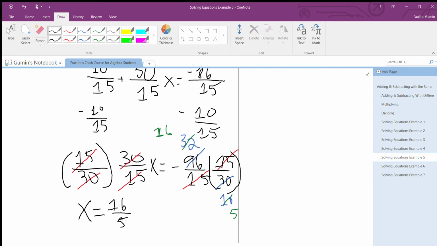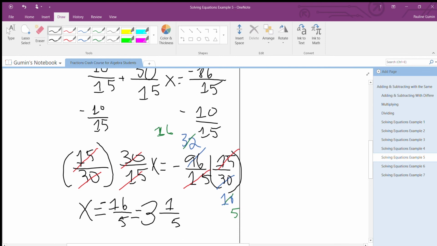16 over 5, which would be 3 1/5. I lost my negative again. It should be negative. There. Oh. There we go. That's kind of a negative, right? Let's use this tiny eraser to make it look nicer. There we go. Alright, so there's that method. Now, let's take a look at method number 2.